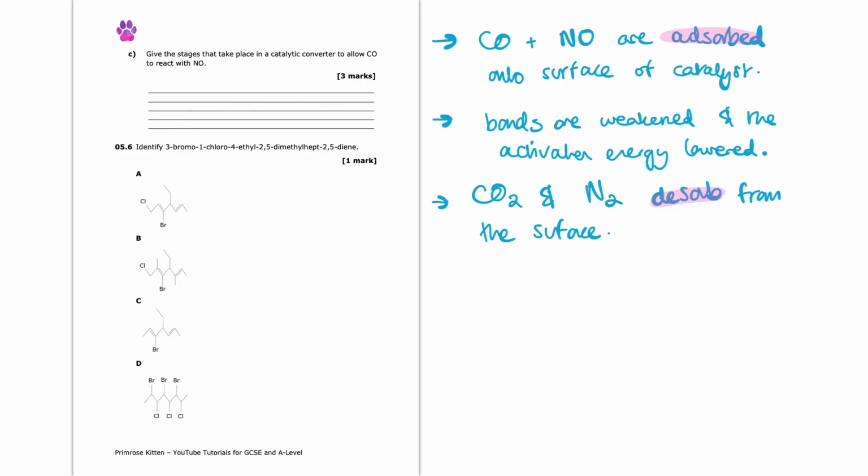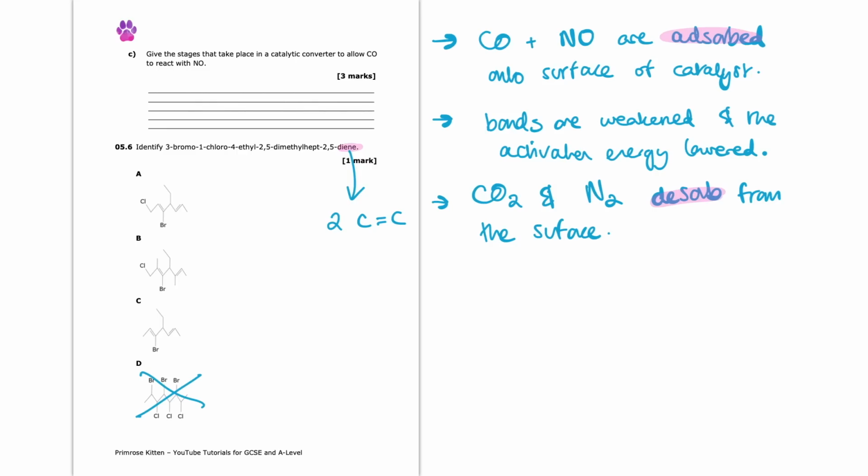Okay, so here this is a fun one. We're given an enormously long word. 3-bromo-1-chloro-4-ethyl-2,5-dimethylhepta-2,5-diene. Whew! And we're asked here to identify which of these it is. Now, I'm going to use a process of elimination to get us started. Because it says diene, I know that I need to see 2 C=C bonds, 2 alkene bonds. And straight away I can see D does not feature that, so I'm going to get rid of that.